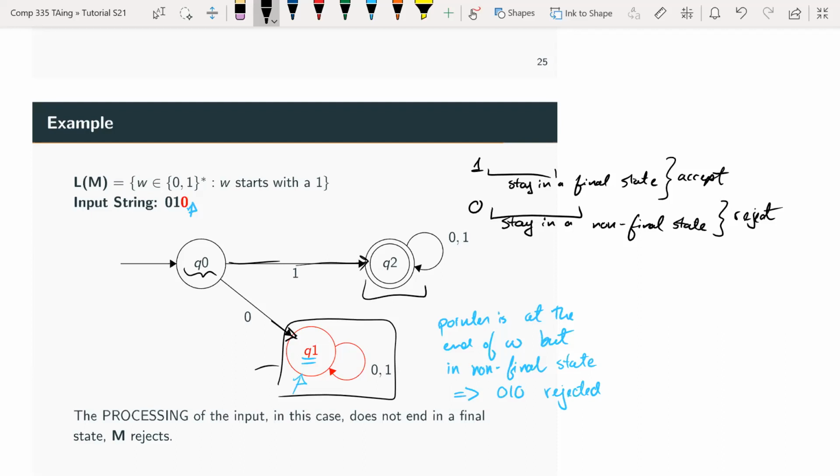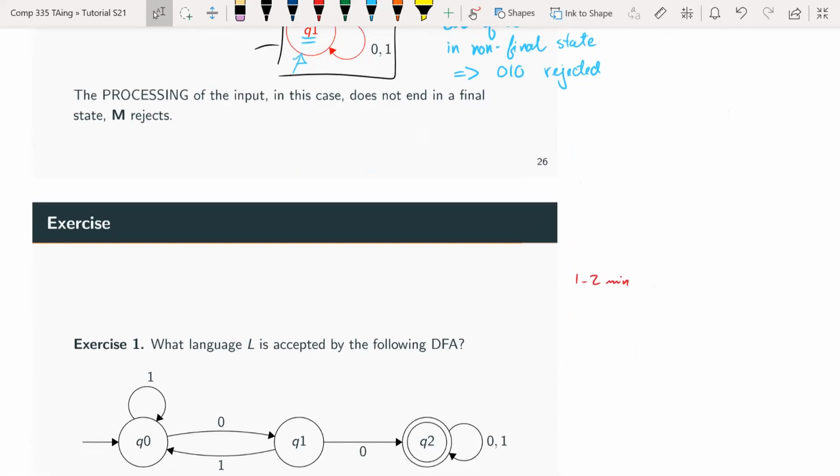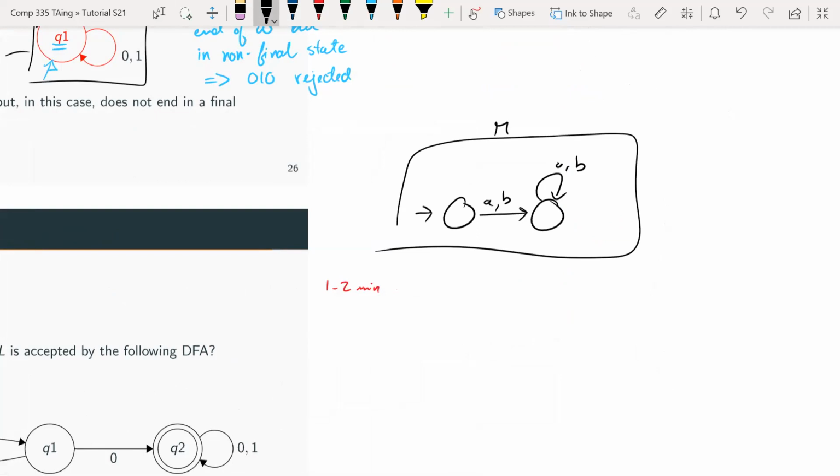Okay. So that was the example of running through a machine, a DFA M, and determining whether or not a string would be accepted by that DFA. There seemed to be some confusion initially about a DFA not having a final state. So I'm not going to give you the answer, but if I have this DFA here, and I feel like this has probably been covered in lecture, then what is the language accepted by M?